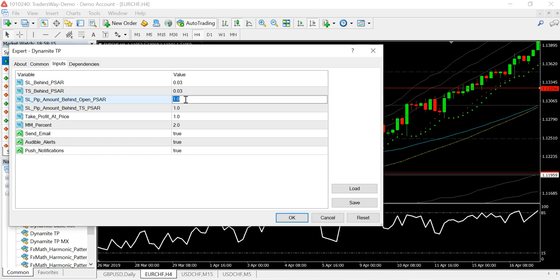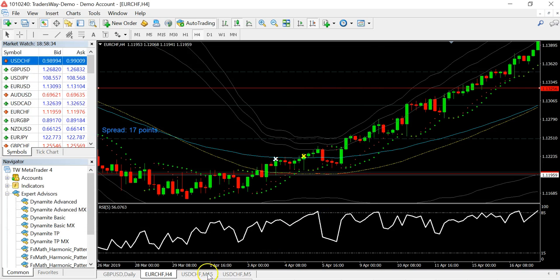Maybe on a lower time frame you want to be 5 pips behind it, or you want to enter it in right at the SAR, but you want to trail it 10 pips behind each SAR. Give yourself a little cushion for those back and forths, right? So that's what that would be for. Here's another example.